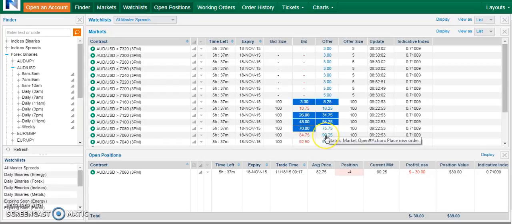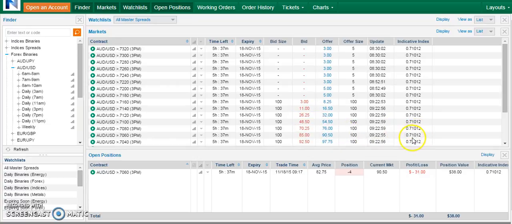This contract right here for $90, it's on the board right now at 71.012, but the strike price was 70.60. So you're way in the money already on this buy.